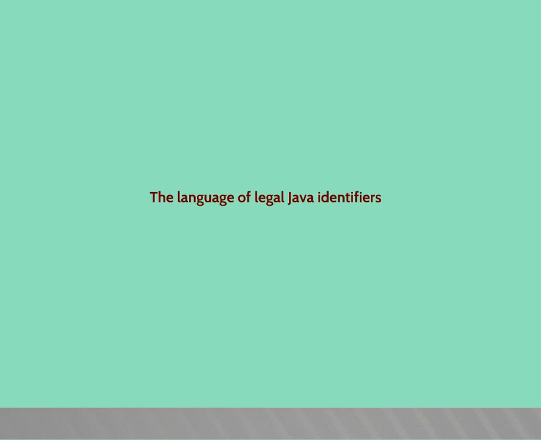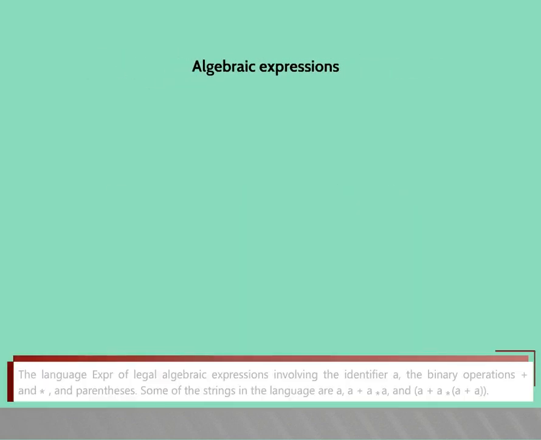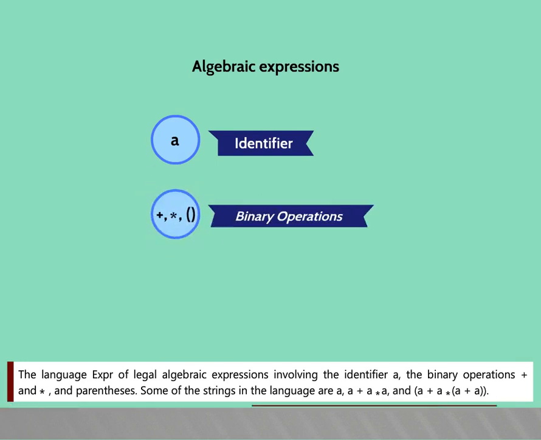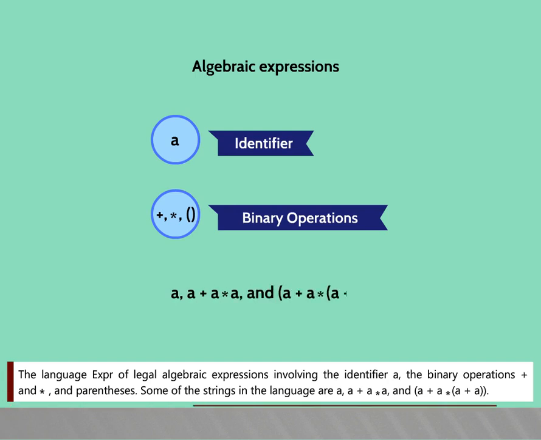The language of legal Java identifiers. The language Expr of legal algebraic expressions involving the identifier a, the binary operations plus and asterisk, and parentheses. Some of the strings in the language are a plus a times a and a plus a times a plus a.